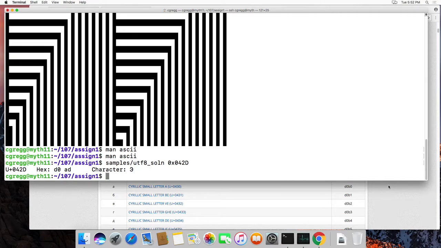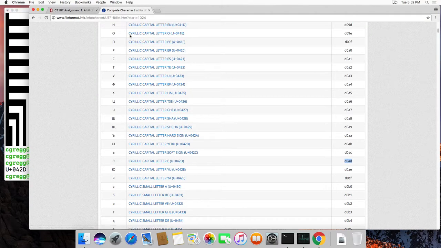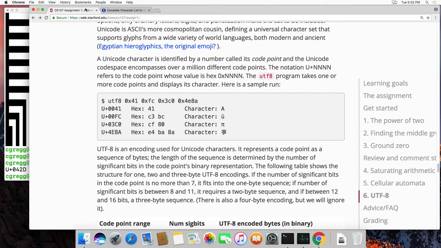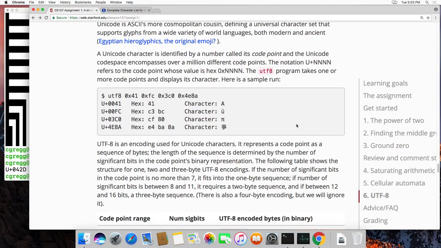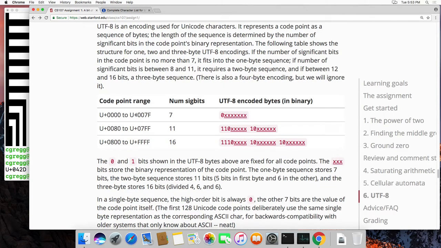But the question is, how do you get from 042D to D0AD? How is this conversion done? Well, there are some rules for it. Here's how the rules work. If the code point is between 0 and 7F, in other words, 0 to 127, it's ASCII, which means that it's just going to be a 0 followed by the same exact bits that are here. So that's how you know.